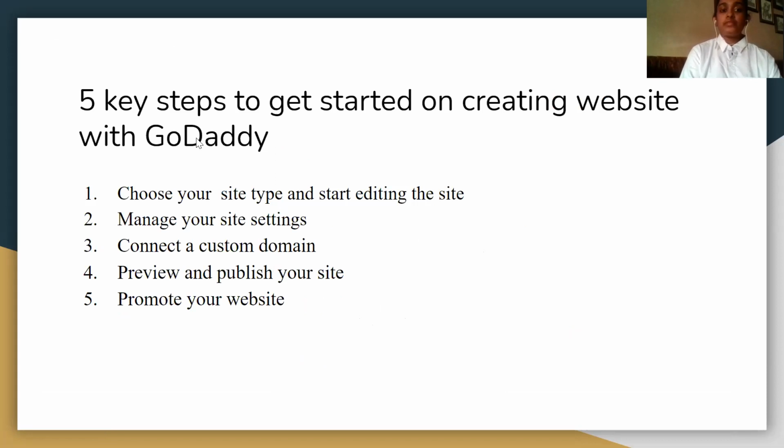There are 5 key steps to get started on creating a website with GoDaddy. First is to choose your site type. For instance, what kind of site are you planning on making, and start editing it, which means the naming, the company logo, and so on. Second is managing your site settings, which means you go to the settings and adjust whatever you want.